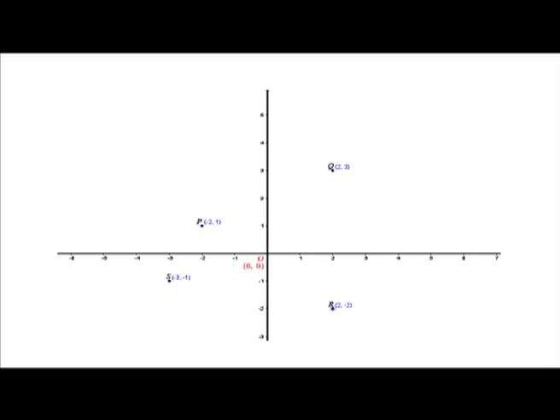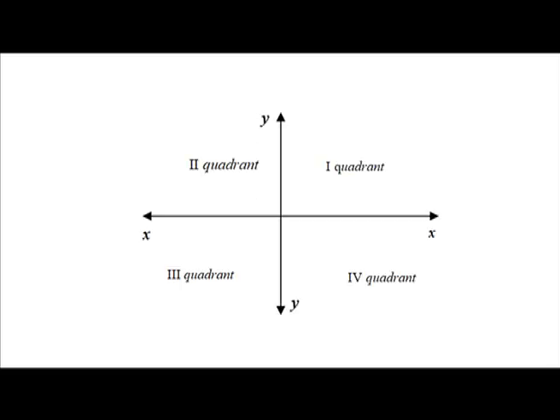The origin divides the x-axis into the positive x-axis, which is the part to the right of O, and the negative x-axis, which is the part to the left of O. Similarly, the origin divides the y-axis into the positive y-axis and the negative y-axis. The two axes, that is x and y axis, divide the plane into four regions called quadrants. They are numbered first, second, third and fourth quadrants.